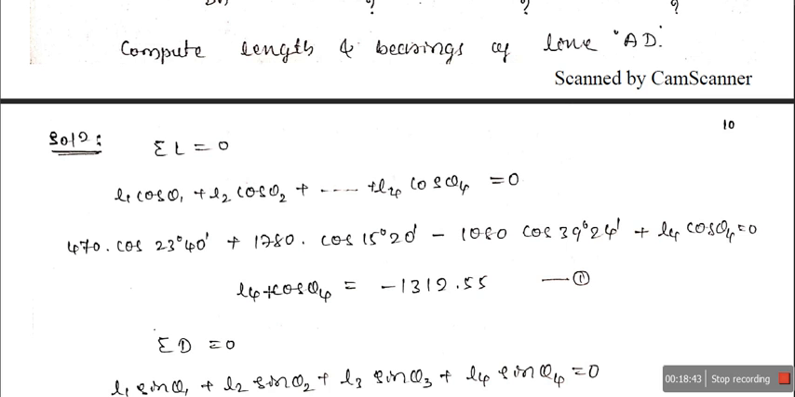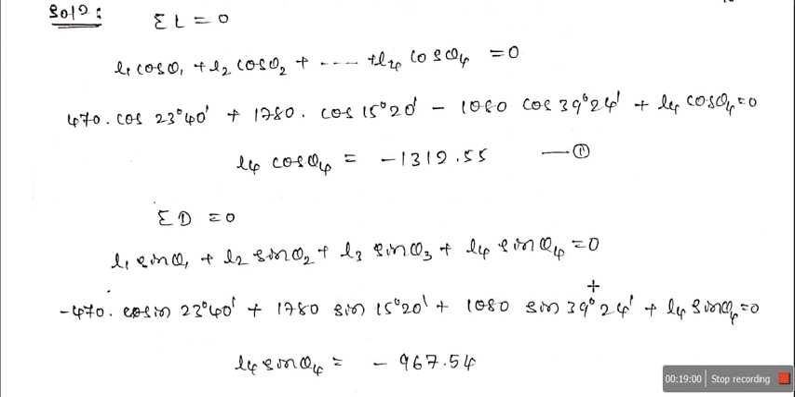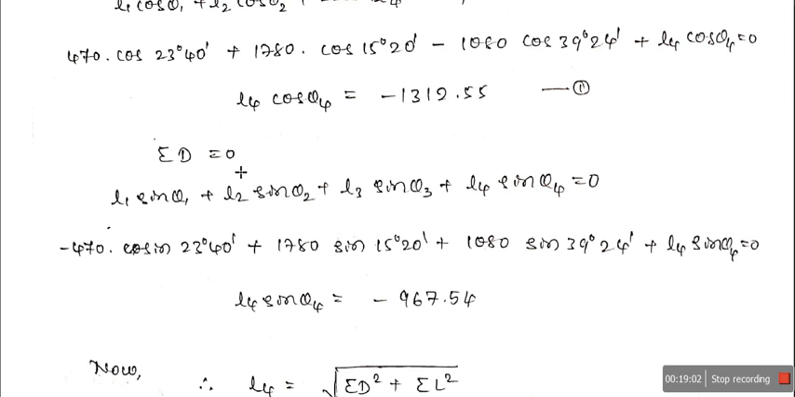Simplify these first three values, and we will get 1312.55. Take this term to the right side, and we will get L4 cos theta 4 is equal to minus 1312.55. That is equation number 1. Similarly, summation of D is equal to 0. Again here, L1 sin theta 1 plus L2 sin theta 2 plus L3 sin theta 3 plus L4 sin theta 4 is equal to 0.